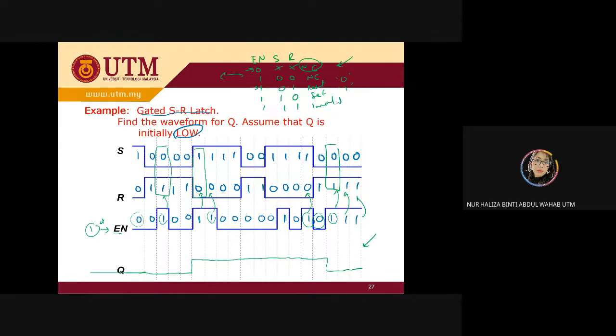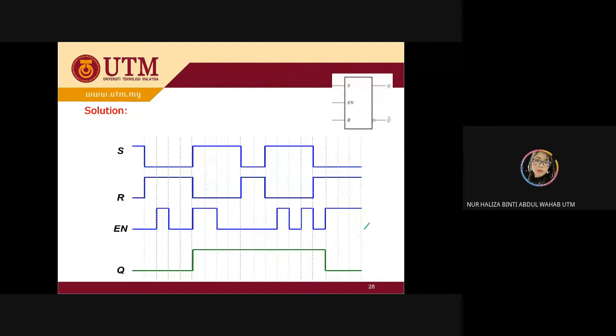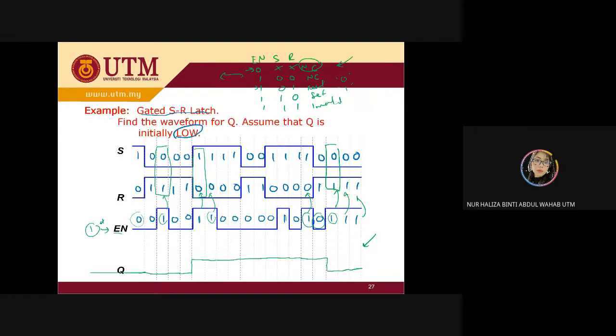So you can see why and how I get the similar things. You need to check one by one. When you have one, you refer to the input. The rest for 0, 0, it will remain, following your previous output.